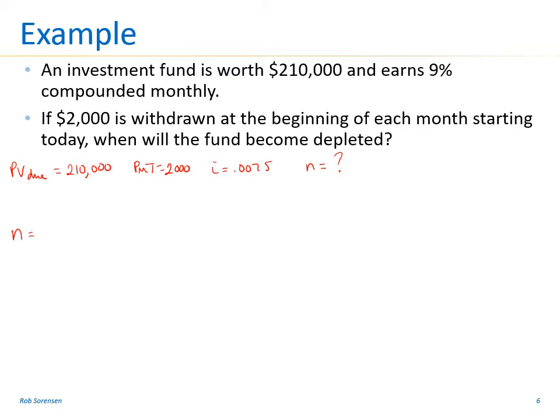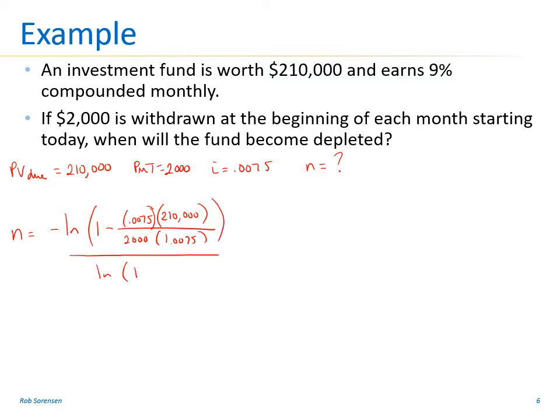In this case, we're going to use the negative log formula: the log of 1 minus I times PV due over the payment times 1 plus I, divided by the log of 1 plus I. I plug all those in there and I get 203.64.